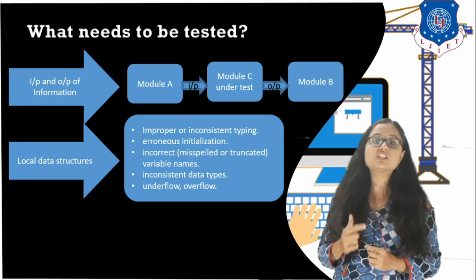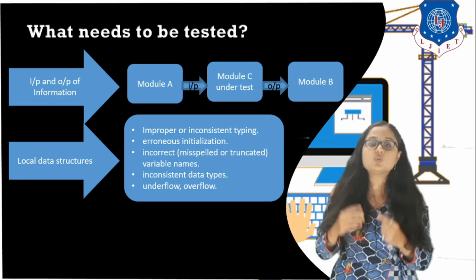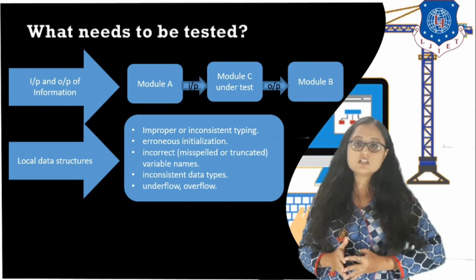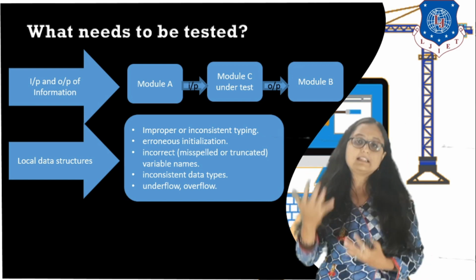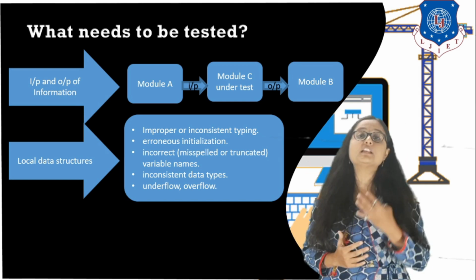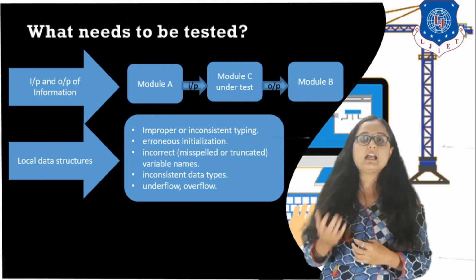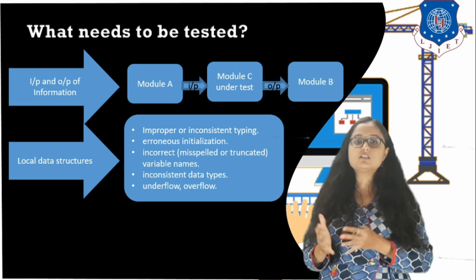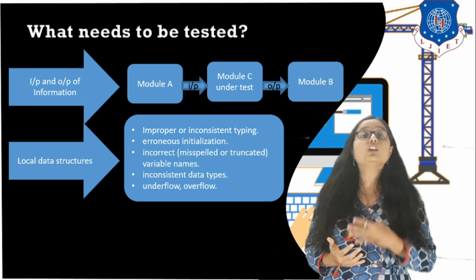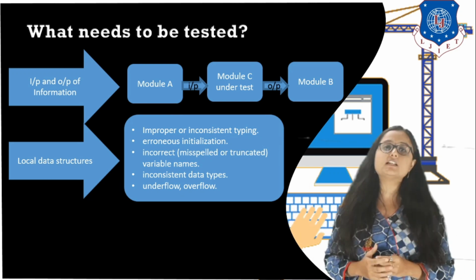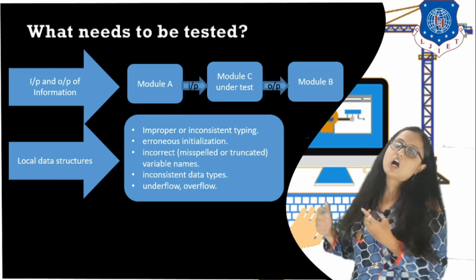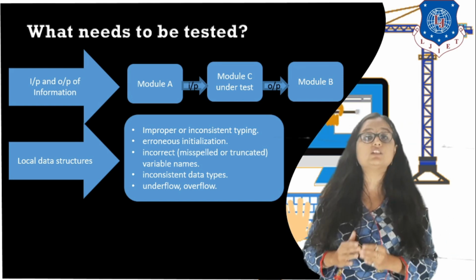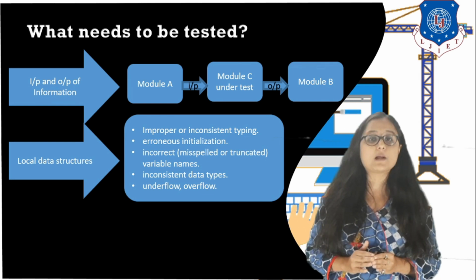The next is misspelled or truncated variables. Now this is a very trivial or basic mistake that many programmers make. We have variable names which are meaningful, right? While writing those variable names, if the IDE is providing you the IntelliSense property and giving you suggestions, it is possible that similar variable names are being used, right? Now you may have misspelled or truncated some of the variables, due to which the output differs. So while testing local data structure you have to check whether the variable names that you have used in your code are perfect or not.